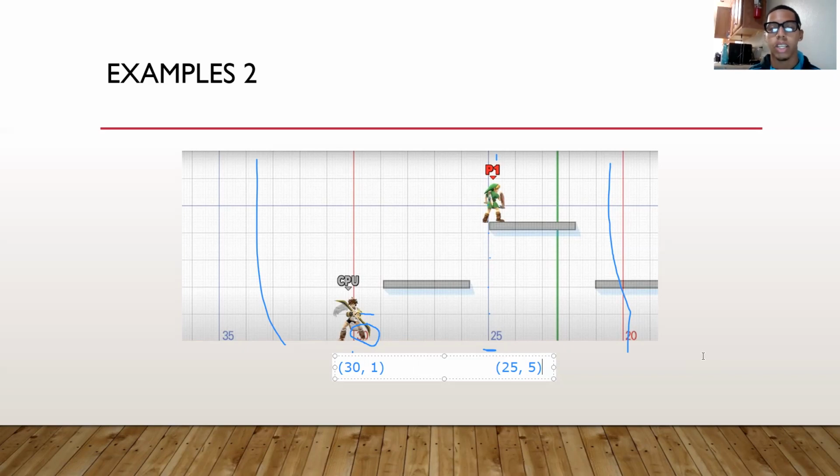Two, if we needed to move CPU over to player 1, we would be able to find out which direction to go and how far to go based on these coordinates. Because, for example, if CPU needed to go to player 1, basically what you do is subtract player 1 coordinates from CPU coordinates, and that would leave us with 5 and -4.